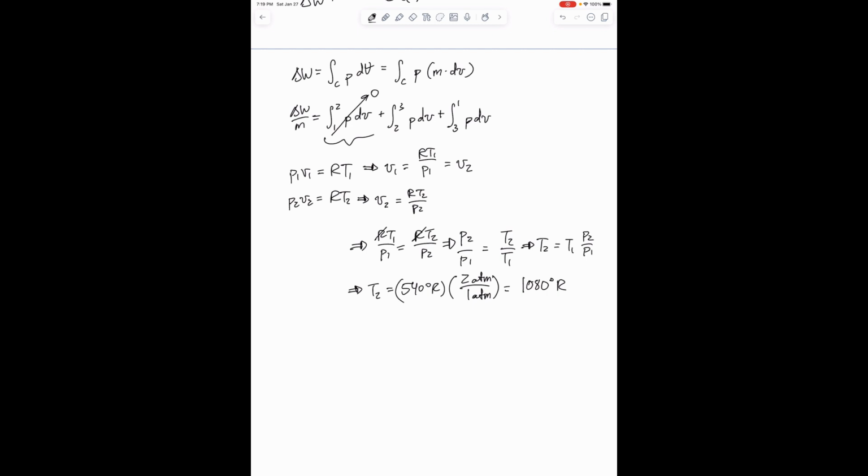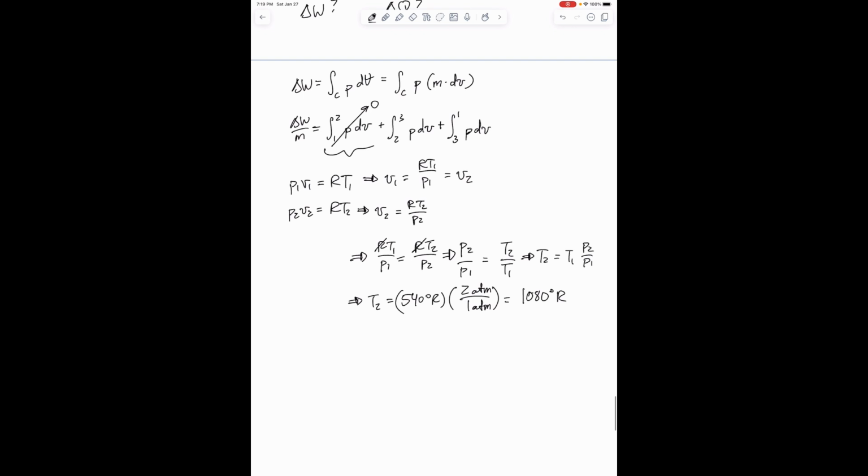We also know that during the process between states 2 and 3, it's isothermal. That is also the temperature at state 3. So we have all of our pressure values. We have all of our temperature values. All we have left to do is get all of our specific volume values at each state. And we'll now use these equations up here.